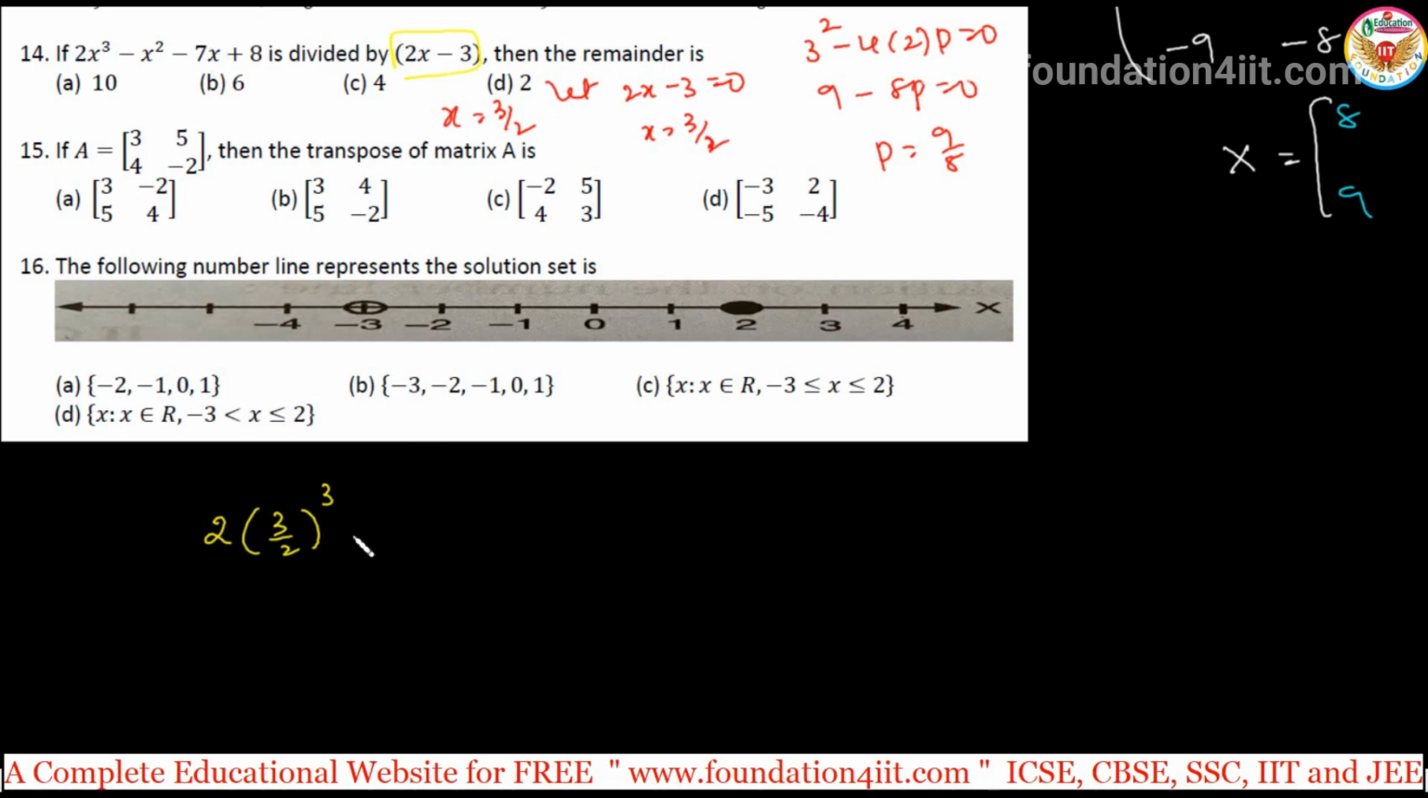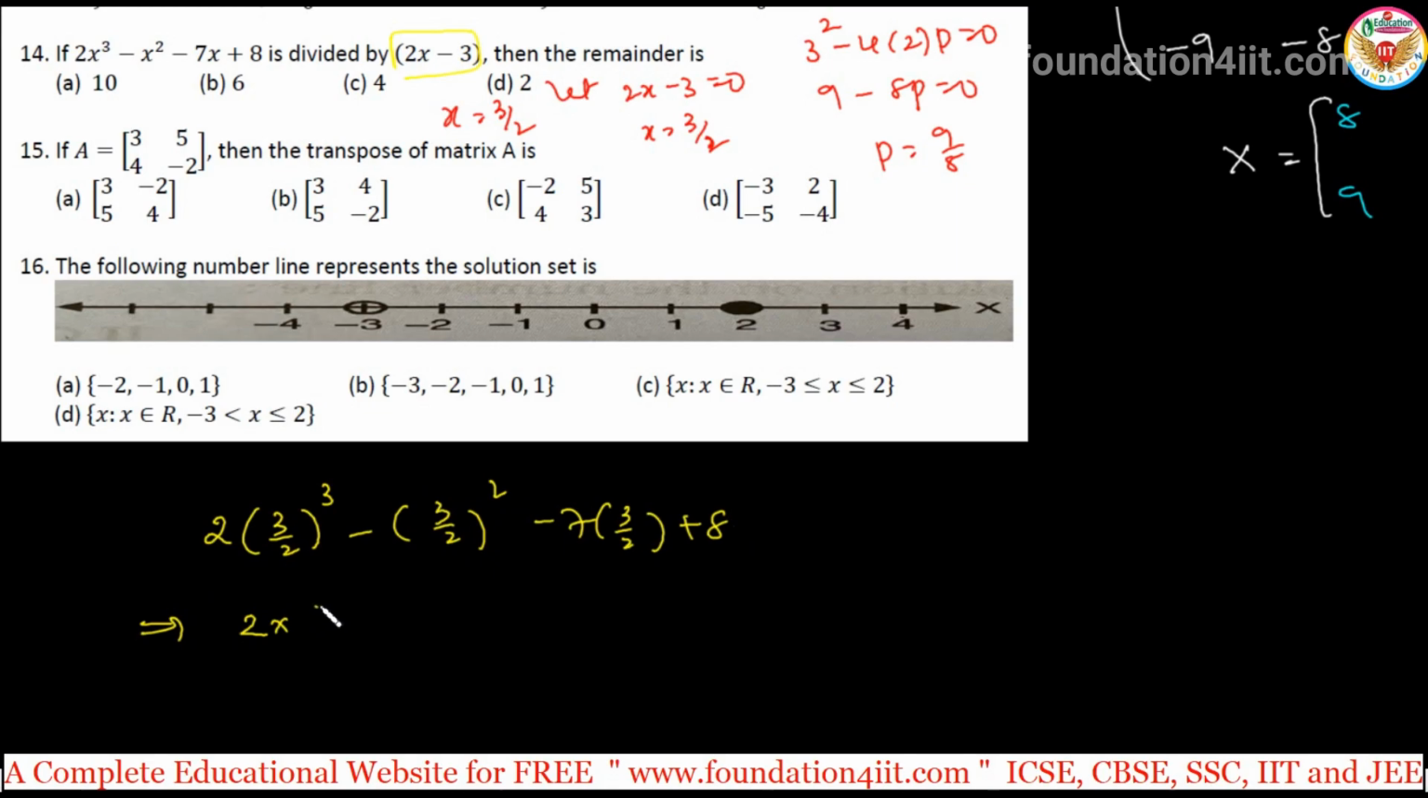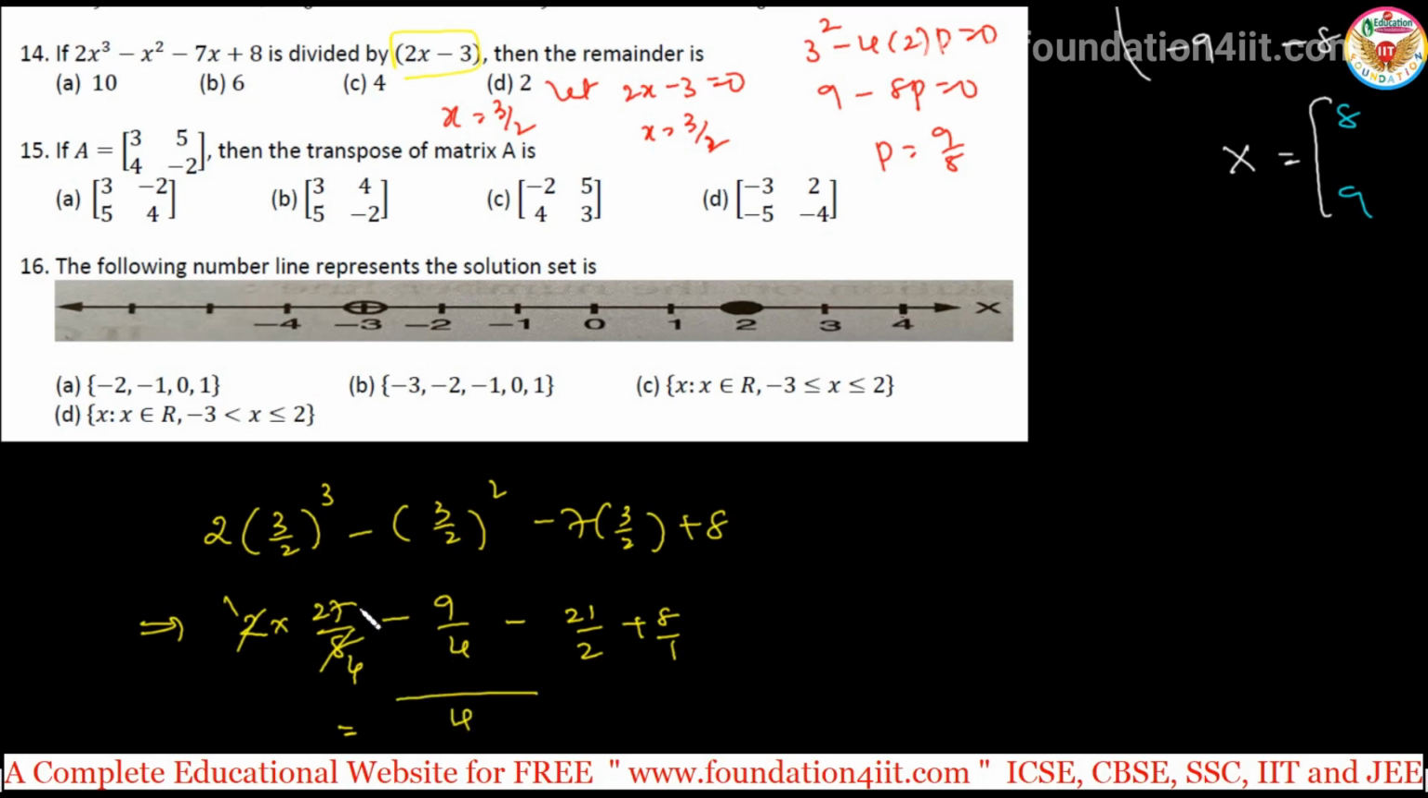Okay, just substitute here. 2 into 3 by 2 cube, minus 3 by 2 whole square, minus 7 into 3 by 2 plus 8. You simplify this. So 2 into 27 by 8 minus 9 by 4 minus 21 by 2 plus 8. 2 ones are 2, 4s cancel. Then do the LCM, 4: it is 27 minus 9 minus 42 plus 32. So 8, 8 by 4 is 2. Simplify it. So option 2 will come, that is this.